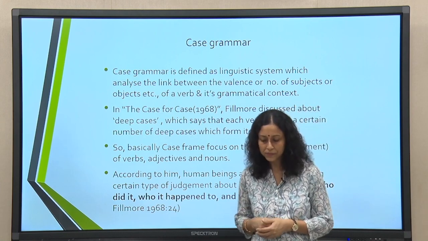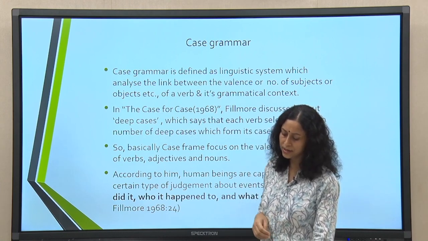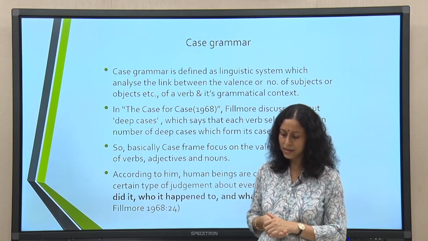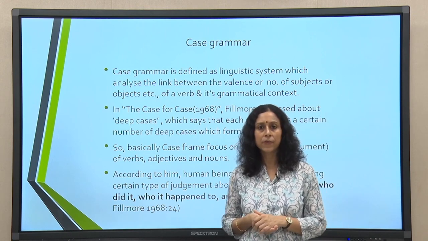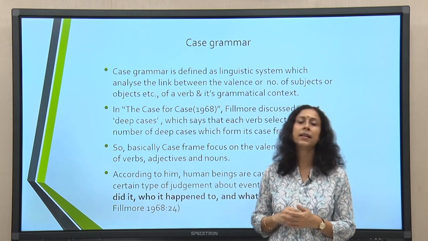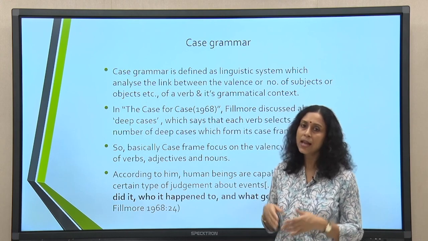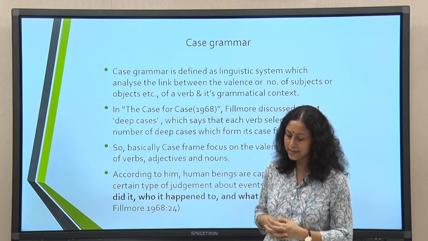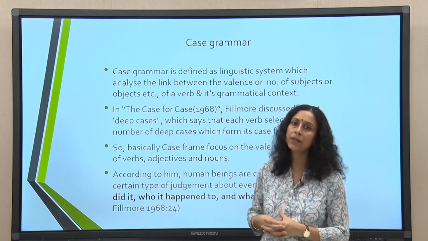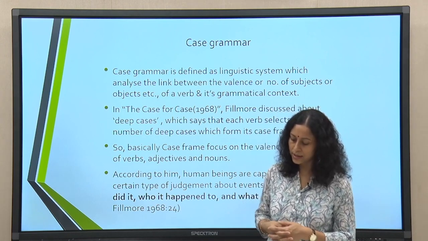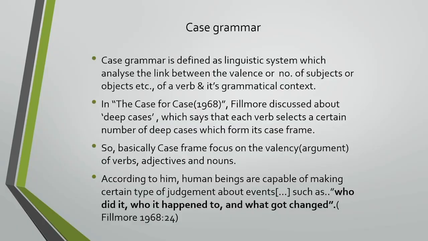That is the valence. In case grammar, Fillmore discussed deep cases, which says that each verb selects a certain number of deep cases which form its case frame. Basically, a larger picture within which the verb is situated. The verb is at the center and it has connections to the various objects and subjects, and that is how a larger picture is built up. So, the case frame focuses on the valency, which is called the argument structure of a verb, meaning how many nouns and other grammatical categories are connected to the verb, how they are connected, what the system between them is, and so on.